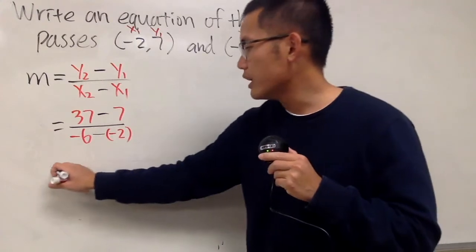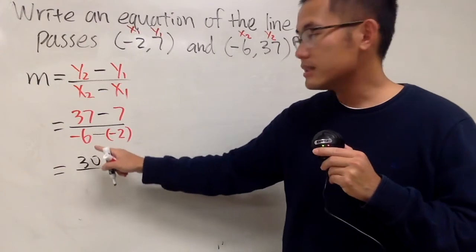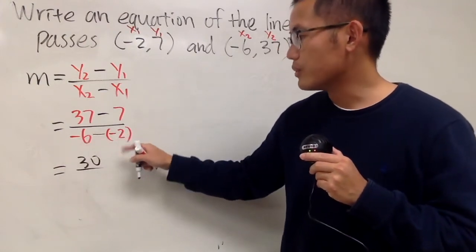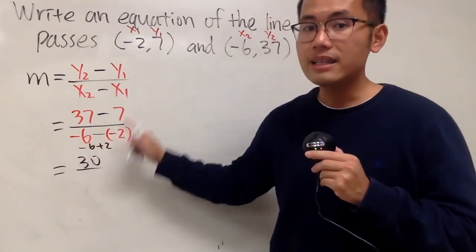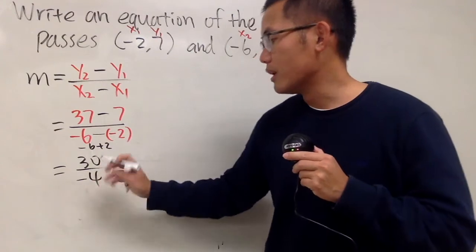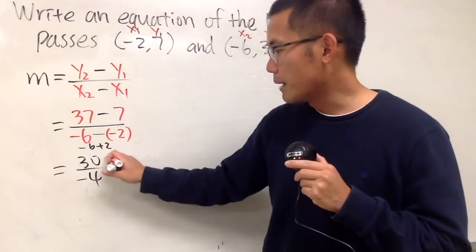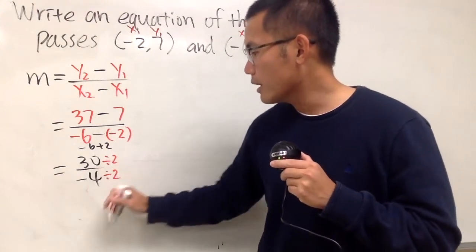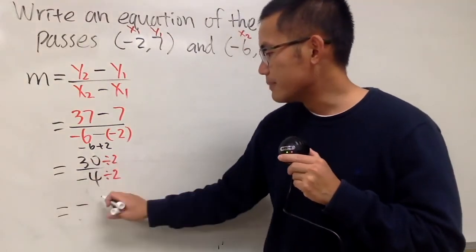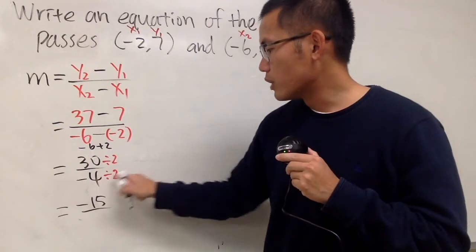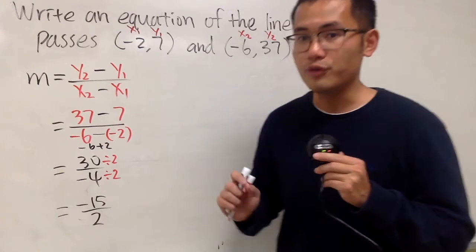Now, we are going to work this out. On the top we get 30 over, on the bottom notice this is -6 plus 2. So in fact, the bottom is actually going to be -4. And 30 over -4, we can reduce that by dividing by 2. We get negative, and let me put a negative on the top, 30 divided by 2 is 15, over 4 divided by 2, which is 2. Again, I put a negative on the top because that's usually preferred, right?